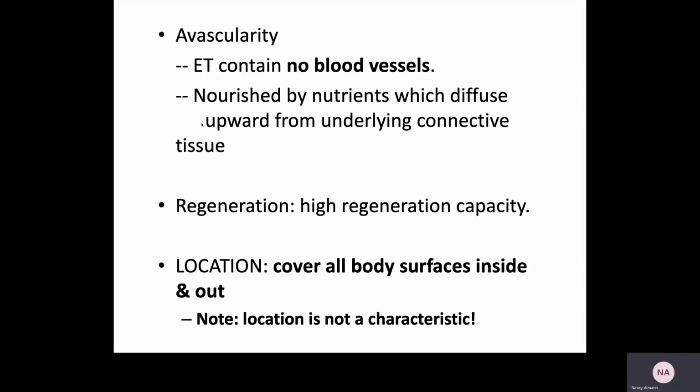And in addition to that, you're going to find these guys in areas of really high wear and tear. So think about your digestive tract. Epithelial tissue is going to line the lumen of the digestive tract. So sure enough, that's an area of high wear and tear. For example, as we said, these tissues will cover all body surfaces, both inside and out.